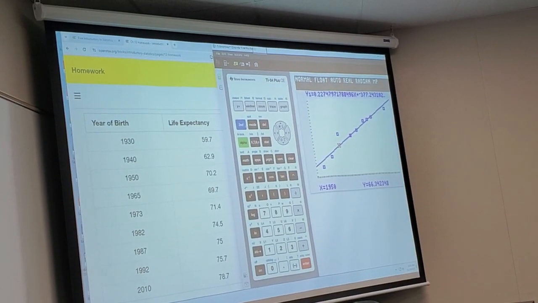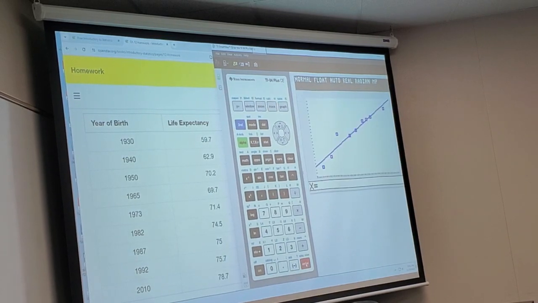Let's try another one real quick. If I do second calc value, let's do 1982.